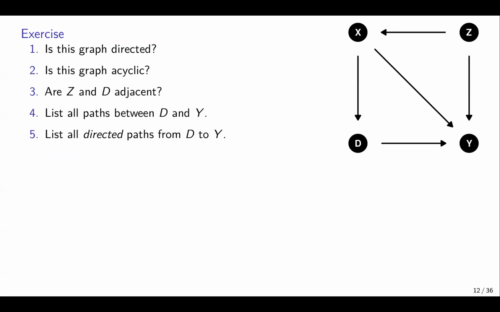All right, so now I would like you to test out your understanding of this terminology. So you can pause the video and try to answer the following exercise. Is this a directed graph? Is it acyclic? Are Z and D adjacent? Can you list all the paths between D and Y? And can you list all the directed paths from D to Y?